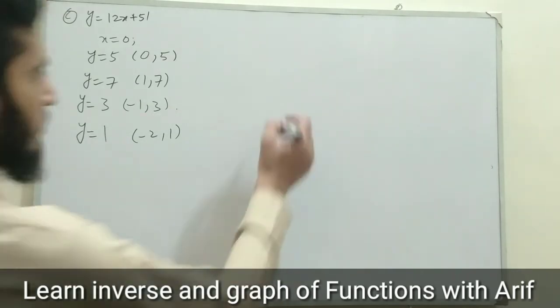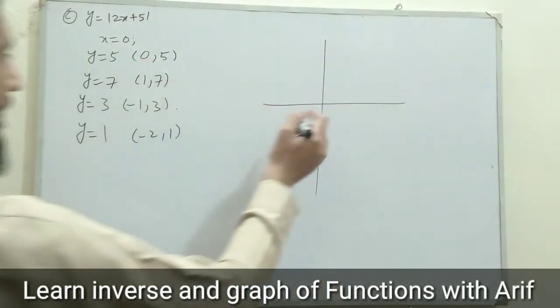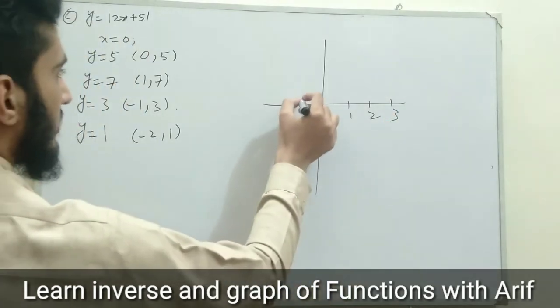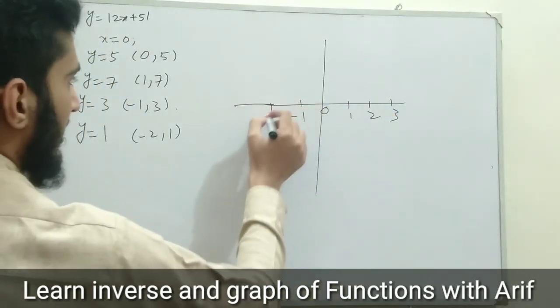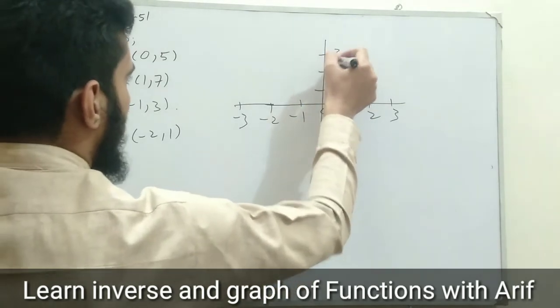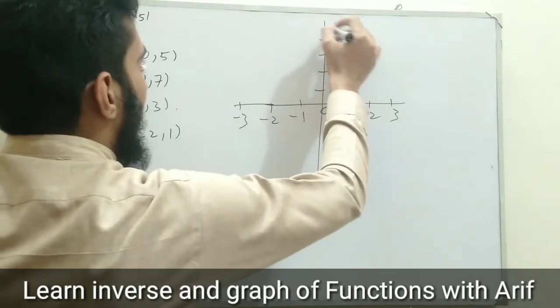Now let's suppose I draw the graph for this function. So on the x-axis we have 0, 1, 2, 3. Let's suppose this is the positive x-axis, and on the negative x-axis we have -1, -2, -3. On the positive y-axis we have 1, 2 and 3. So when x is 0, the value of y will be 5.